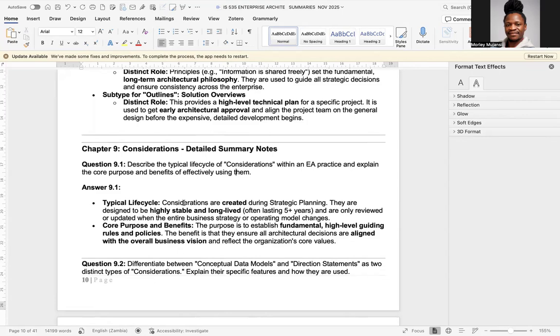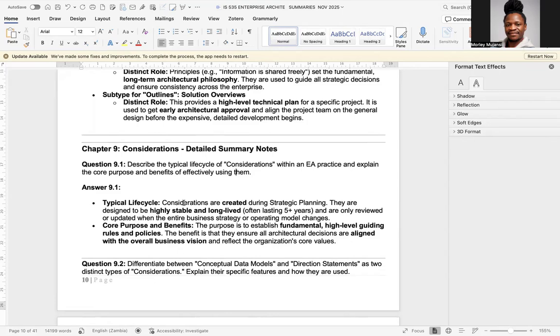the considerations are the foundational rules of the enterprise. So they are created during strategic planning and are designed to be extremely stable and long-lived, often lasting 5+ years. They are only updated when the entire business strategy changes. Okay, so these are long-term and long-lived strategic plans. Okay, I mean the strategic rule, foundational strategic rules. So these are long-term. Let's remember that.